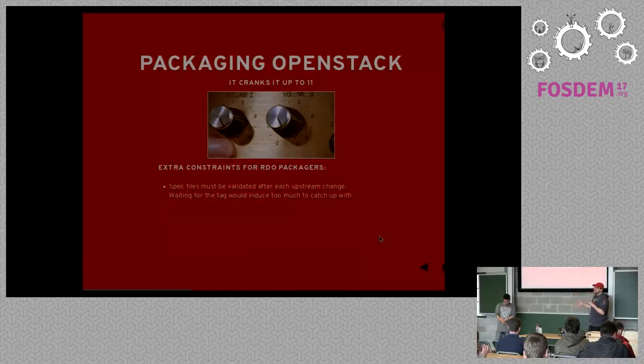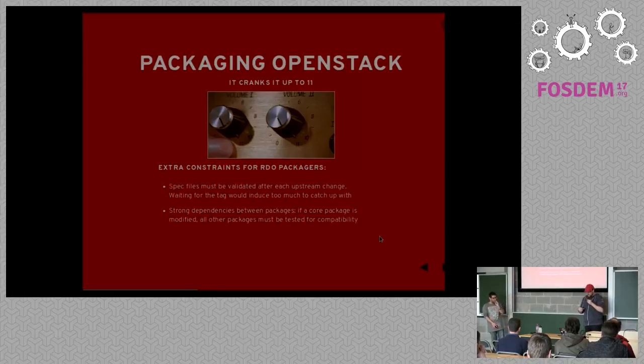So what does this mean for OpenStack packagers in the RDO community? It means that you have to make sure that the spec file is validated against each change, because if you wait for 1,700 commits, you're going to have a bad time. So you can't do that at the last minute. Also, you need to be aware of the strong dependencies between the software in the OpenStack suite, because if Nova changes, it's going to impact all the other projects. So, can you just explain what is Nova? It's the compute component for OpenStack. So if you have a change on Nova, it's going to affect everything. So you have to test again all your other packages to make sure it's still working. And the test platform must also be able to absorb huge spikes in activity.